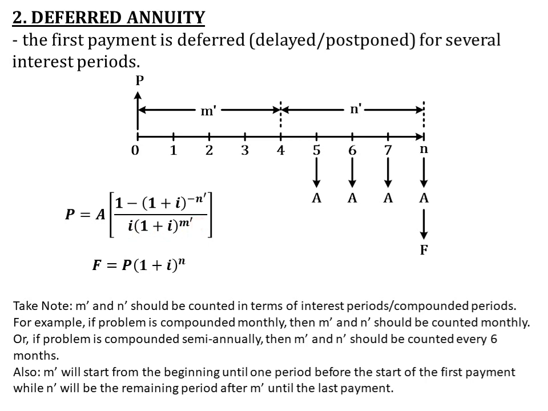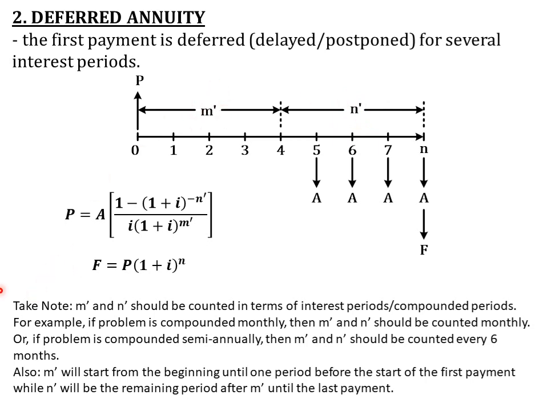How about for the future amount, you just have to use the formula for compound interest. F is equal to P times 1 plus i to the power of n. Now, as you can see, n here and n prime is different. n is the last period. n prime here is different. Now, how to get n prime and m prime?